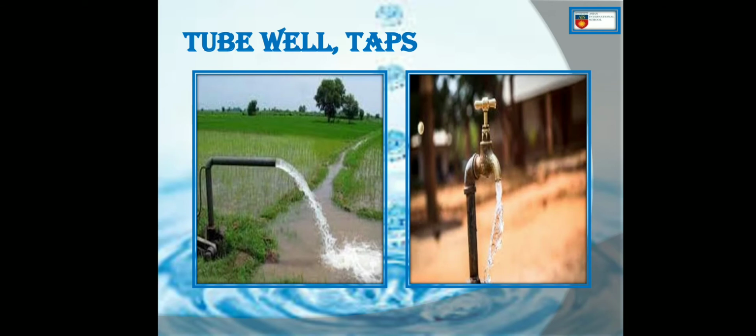In this slide, you can see the picture of the tube well, which I said is a pipe or a tube which is fitted to a source of water. And a tap also is visible in this slide. Both of these are man-made sources of water.